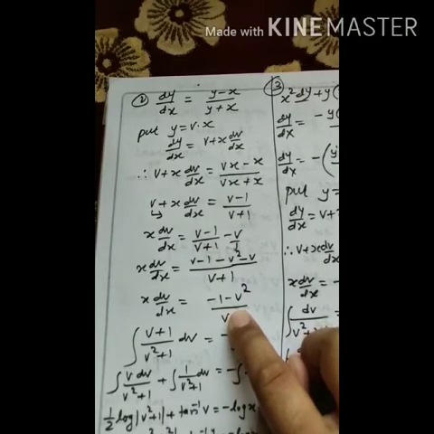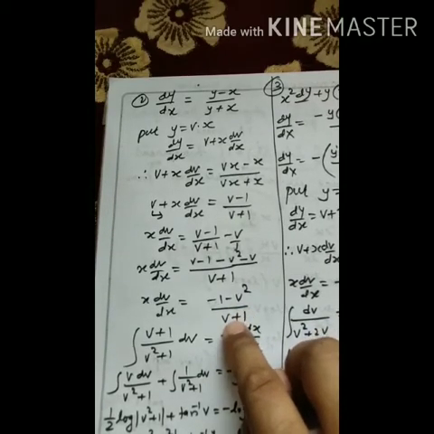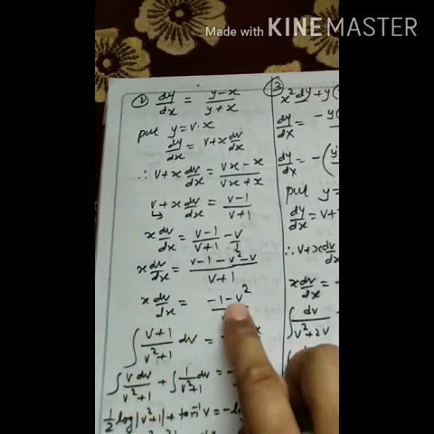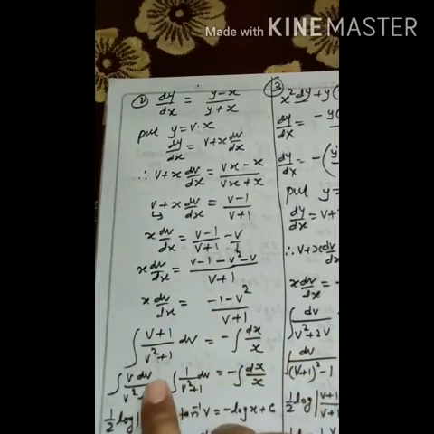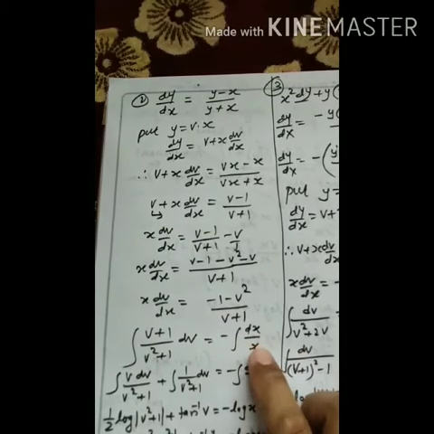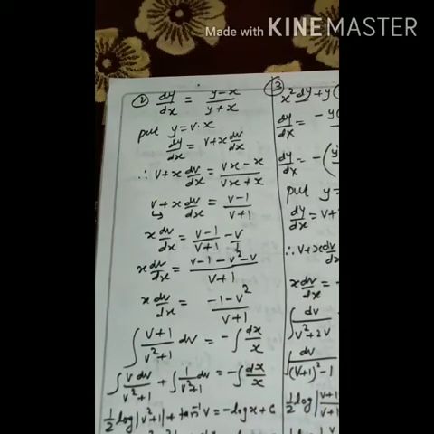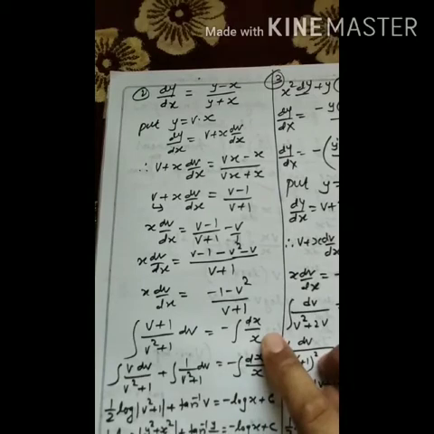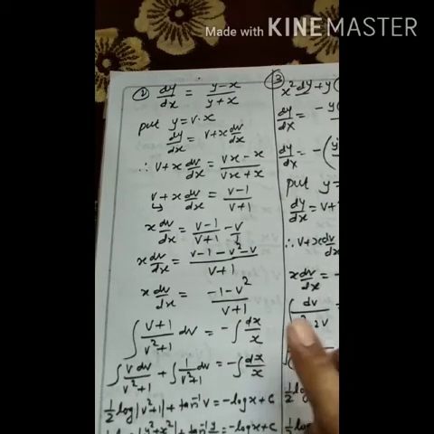Now try to separate the variables. So v plus 1 comes in the left side, and in the denominator v square plus 1 in this way, and minus sign left in the right side. So dx over x. Now the variables are separated. Now we have to integrate both the sides.